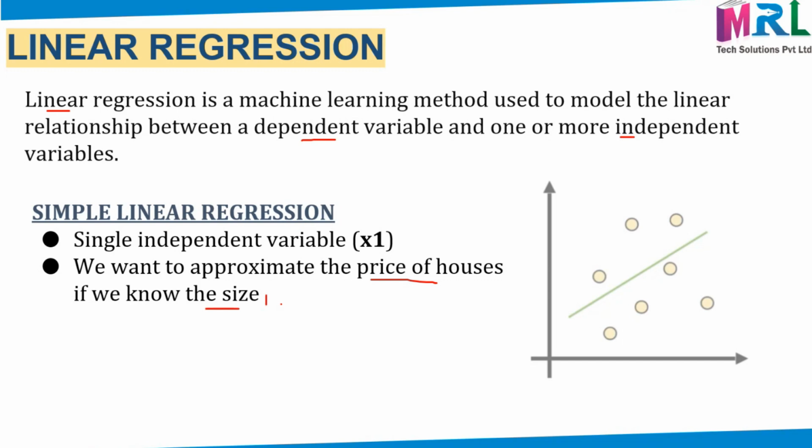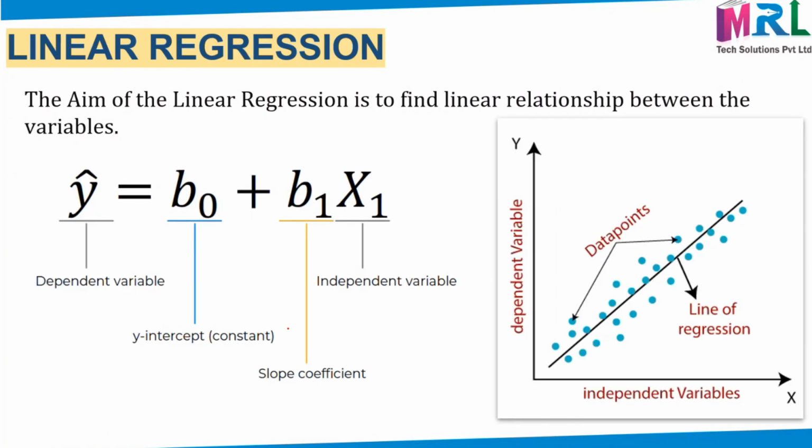Now we move to the next point. This will be framed in the mathematical form as: this is called the dependent variable, and this is called the y-intercept. It's a constant, and this is the slope coefficient. It is also a constant, and this is the independent variable. We can frame this in a linear equation because there is a linear relationship between the independent variable and dependent variable. This linear regression will work fine only when there is a linear relationship between the independent variable and dependent variable. Okay. So here you can see what this B naught is. B naught is nothing but the y-intercept.